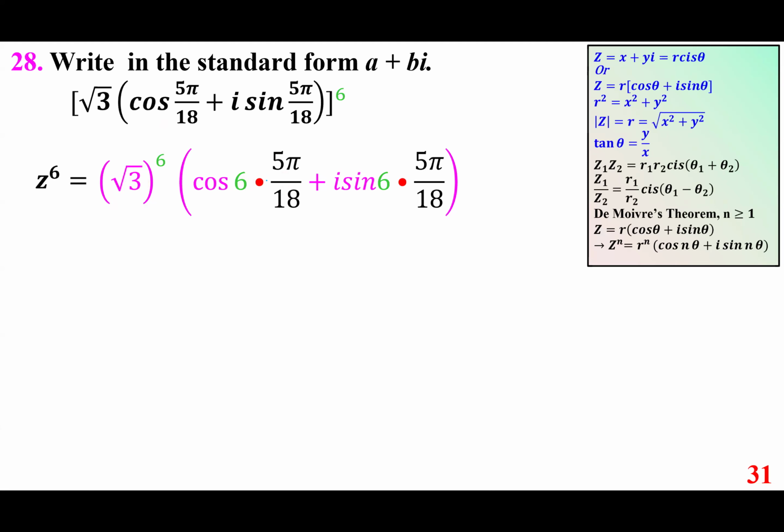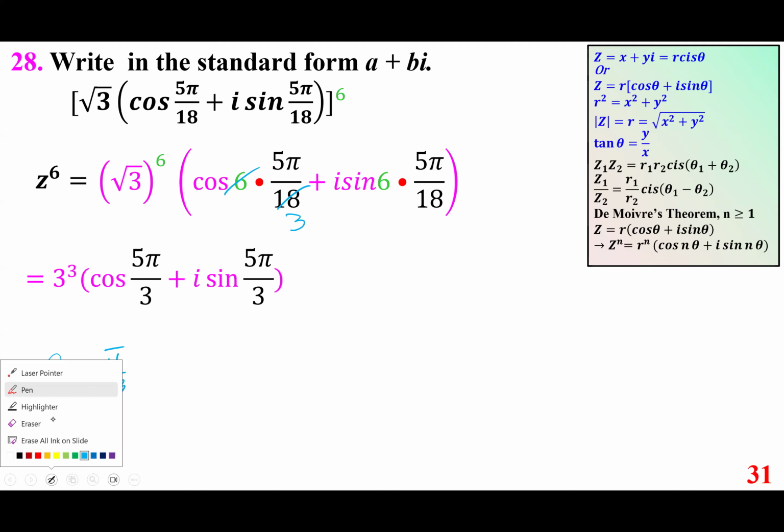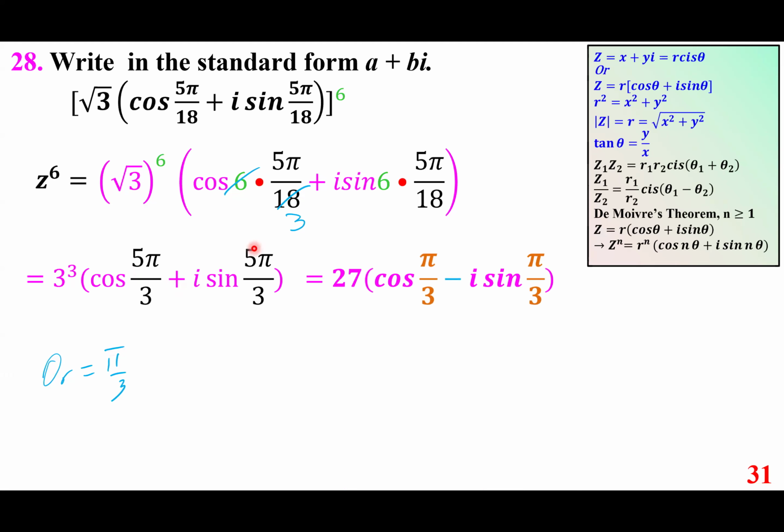6 goes away, 18 becomes 3. So 3 cubed is 27. And as you know, cosine of 5 pi over 3 is the same as cosine of pi over 3. The reference arc, everybody, is pi over 3, in other words. So I can change this to pi over 3, and this becomes negative sine of pi over 3, because cosine of 5 pi over 3 is the same as pi over 3, positive in the fourth quadrant, but sine in the fourth quadrant is negative.